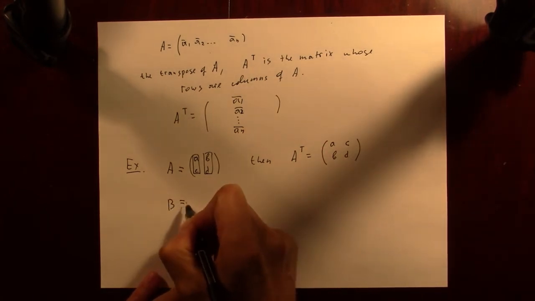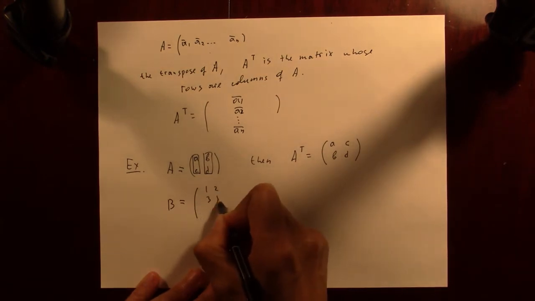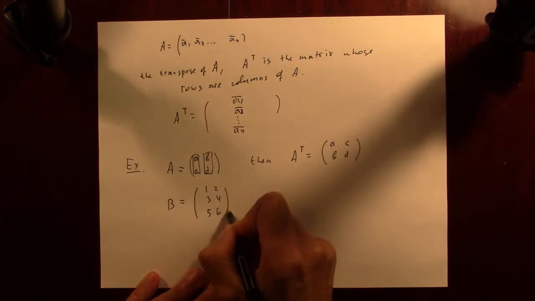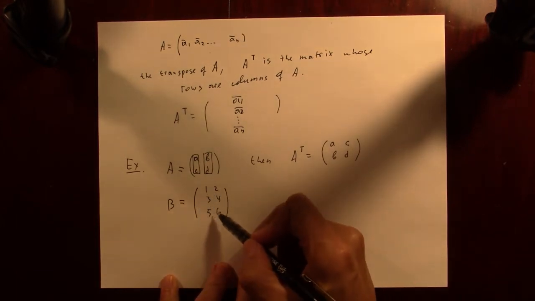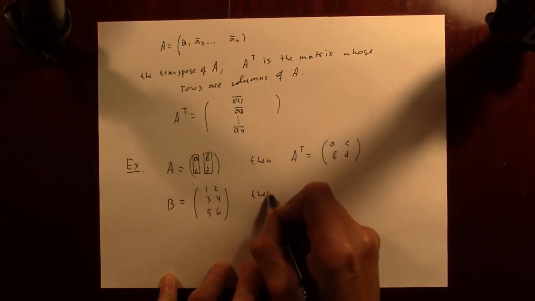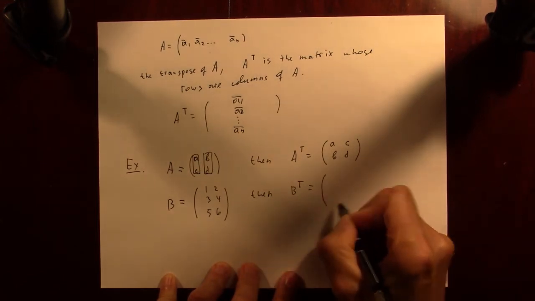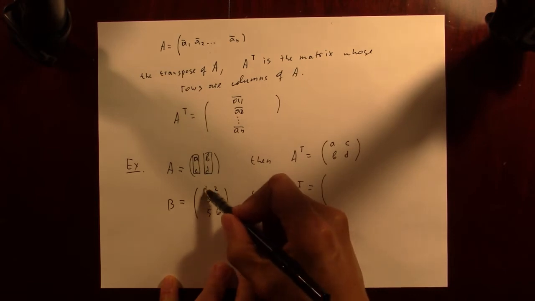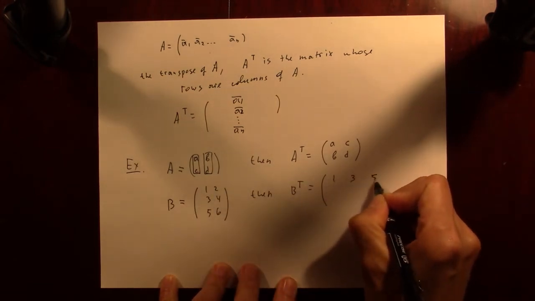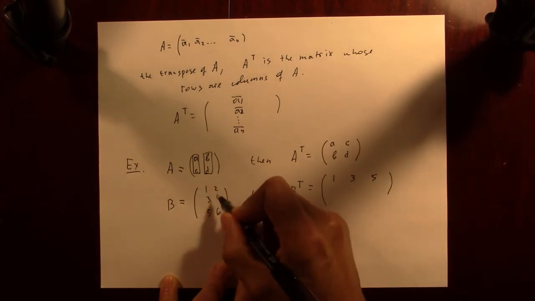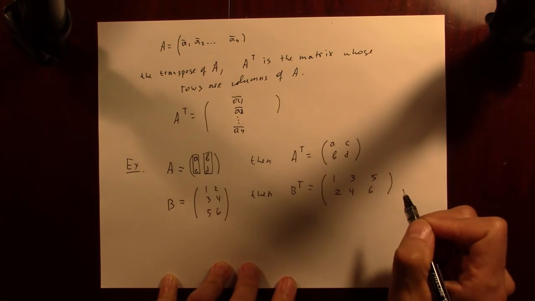Another example. 1, 2, 3, 4, 5, 6. So if I have matrix B, which is given to us as 1, 2, 3, 4, 5, 6, then B transposed is going to be: column 1, 3, 5 becomes row, column 2, 4, 6 becomes row 2, 4, 6.